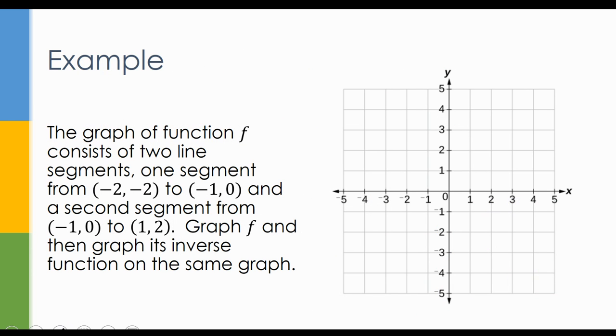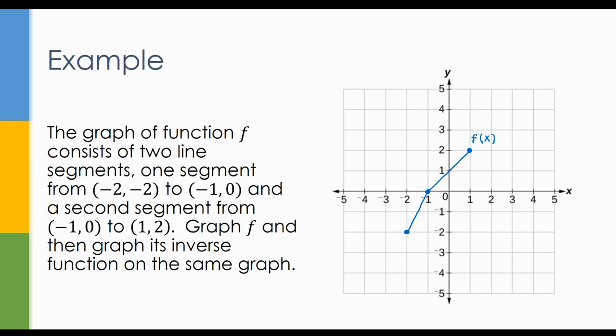All right, so let's look at this example. It says the graph of the function f consists of two line segments. One segment goes from (-2, -2) to (-1, 0). So let's do that first. -2, -2 is down here. (-1, 0) is right here. So there is one segment when I connect that. And then the second segment goes from (-1, 0) to (1, 2). So here is the second. So that whole thing right here, that's my f of x function.